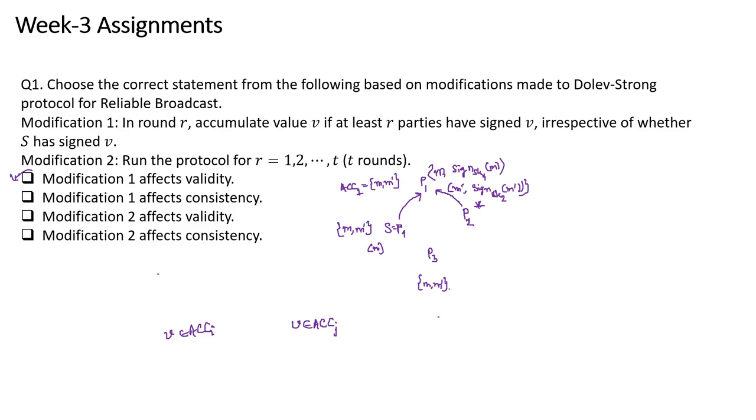So that's why if value v is present in the accumulator list of honest party pi, value v must be present in the accumulator list of honest party pj. But if you cut down the number of rounds, the same argument will not hold anymore. So modification 2 will affect consistency.